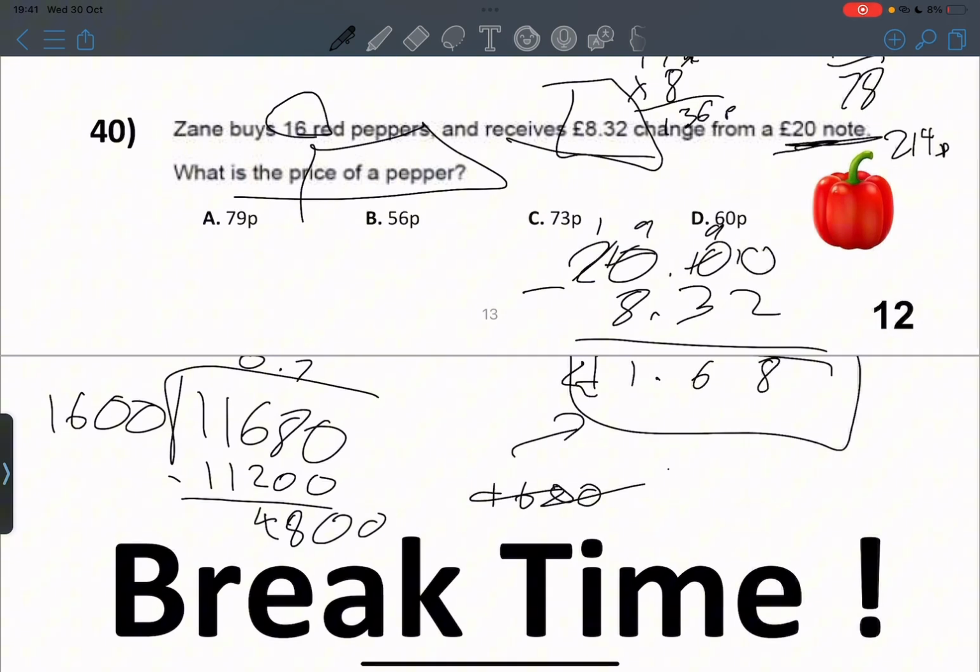And then again, you have to ask, how many times does 1600 go into 4800? And it's 3 times. Okay, so that's our remainder, that's 0. And there we go, 0.73 pounds is how much it costs, or 73p, which is option C. Alright, that's the end of the math section.